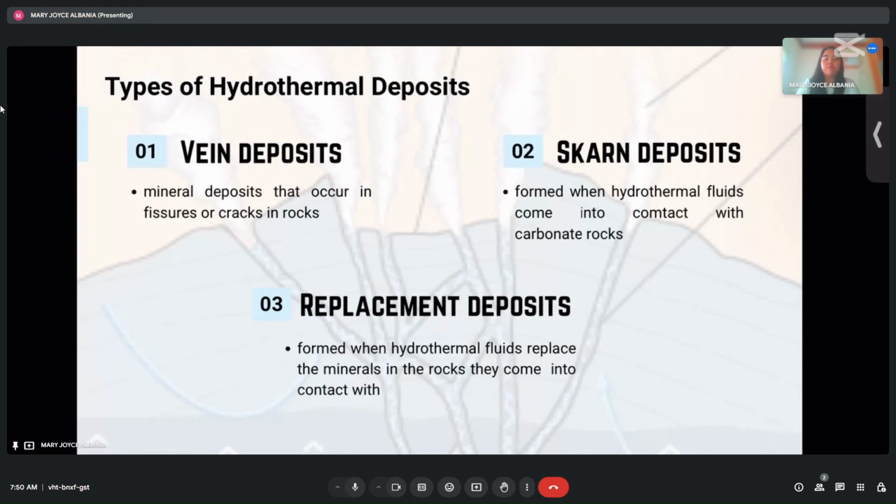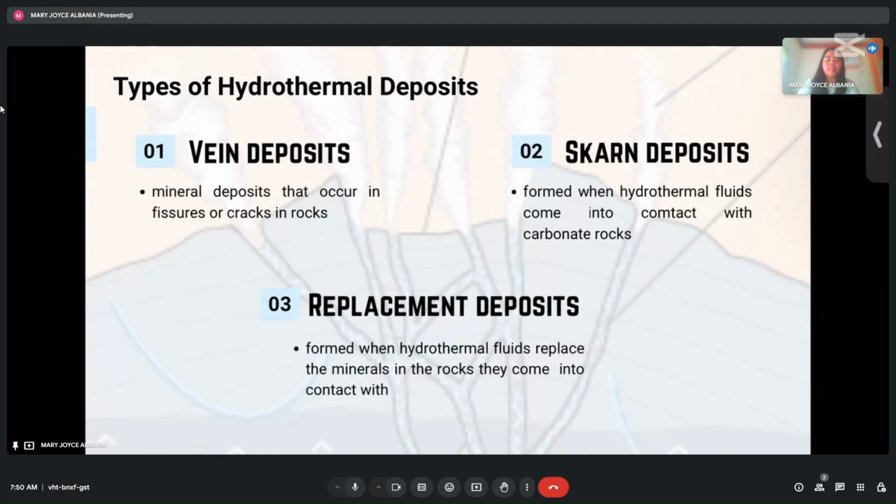So vein deposits are mineral deposits that occur in fissures or cracks in rocks. They are formed when hydrothermal fluids circulate through the rocks and deposit minerals in the cracks. Vein deposits are often rich in metals such as gold, silver, copper, and lead. And then skarn deposits are contact metamorphic rocks that form when hydrothermal fluids come into contact with carbonate rocks. They contain a wide range of minerals including copper, zinc, iron, and tungsten.